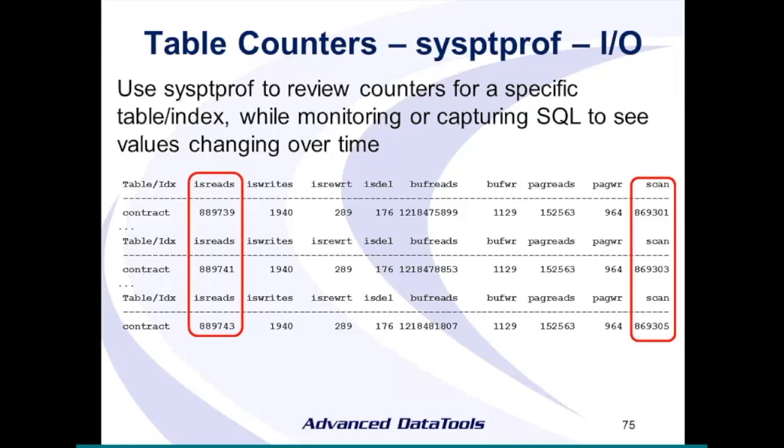But we also see that the buffer reads are increasing while the page reads are not. This tells us that despite these scans, they're being satisfied from the cache rather than having to go to disk. And then I might run this in one window while running something else in another window, looking for queries against the contract table, so I can then identify the query, hopefully, that is resulting in the scan.